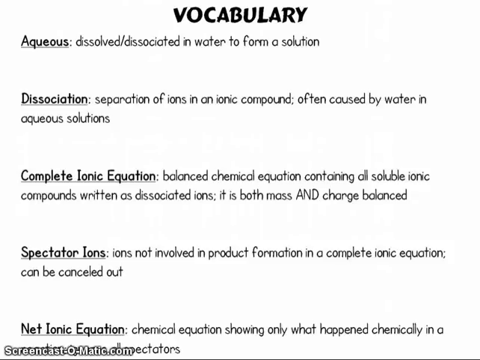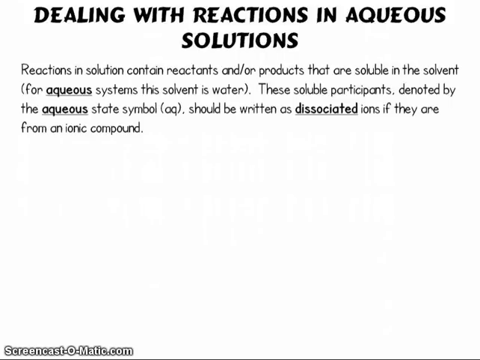And finally, the net ionic equation is the BCE, or balanced chemical equation, showing only what happens chemically in the reaction. All spectators are eliminated and ignored. So why are we doing this? Well, reactions in solution contain reactants and products that are soluble in the solvent. If we're talking about aqueous systems, this means we're talking about water.